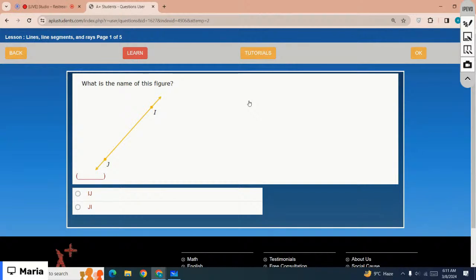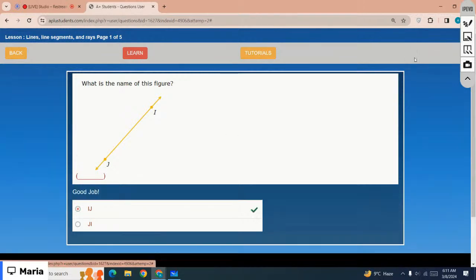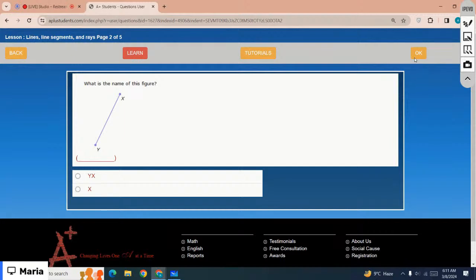The correct option is IJ. What is the name of the figure? Which is the correct option?